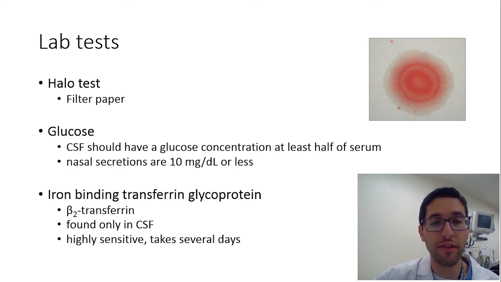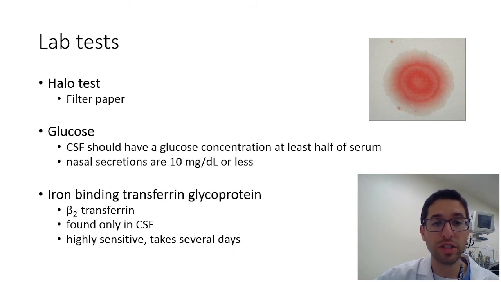So we know CSF should have a glucose concentration of at least half the serum, if not more. So whatever your serum is, your CSF should have at least half the glucose concentration, as opposed to nasal secretions like snot that has almost none, very minimal amounts of glucose, 10 mg or less. So that's one way of doing it, but it's not 100% specific, but it is very quick.